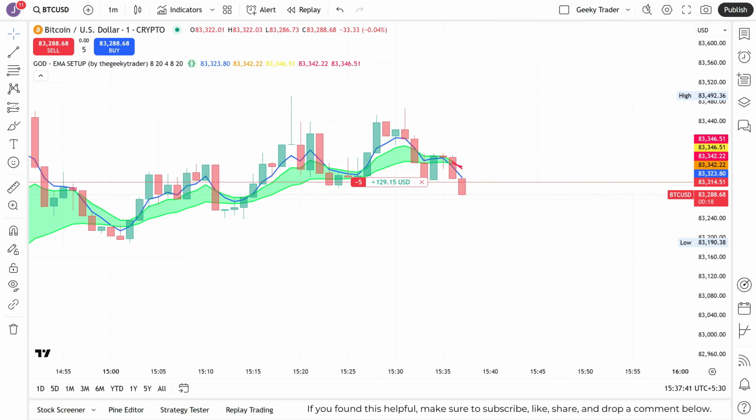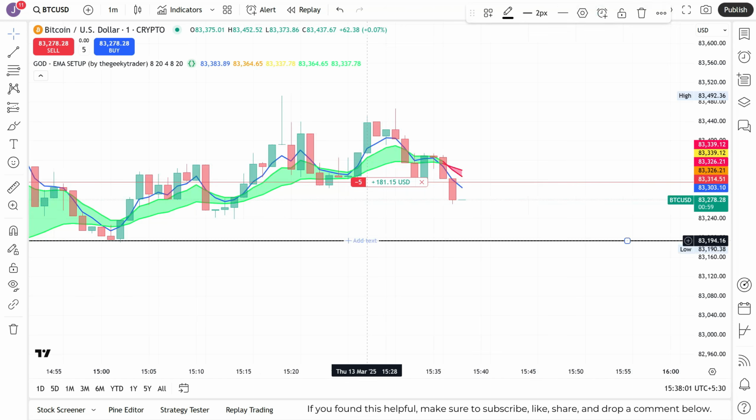Right now, I want to play it safe and secure my profits, so I've decided to close the trade at the previous low, which is marked by this black line on the chart. This level acts as a key support zone where the price might react, so locking in profits here is a smart choice to minimize risk.